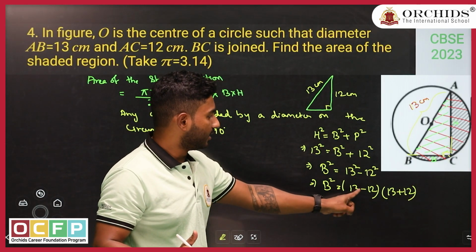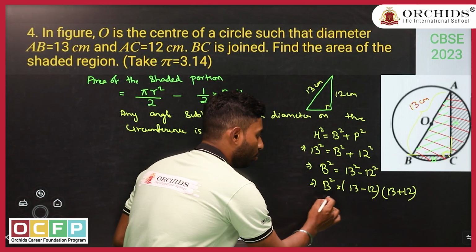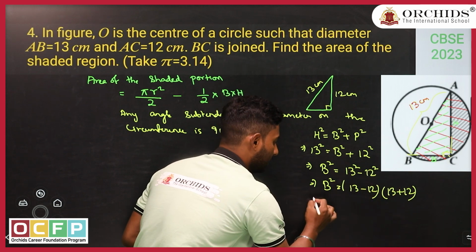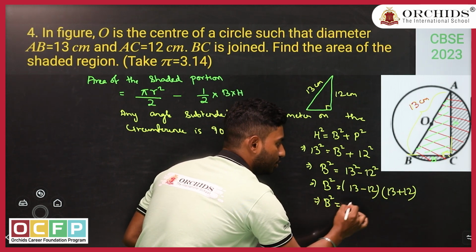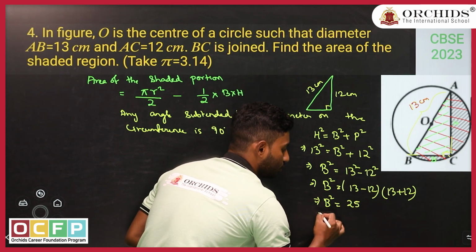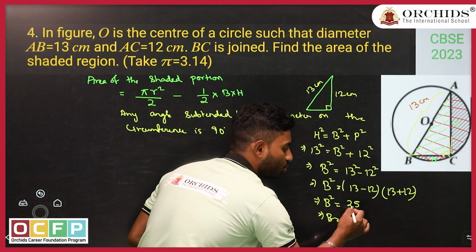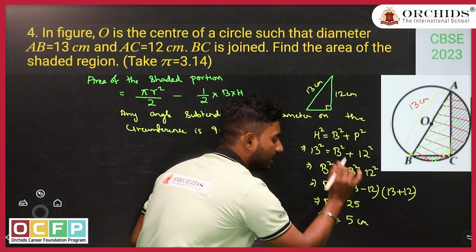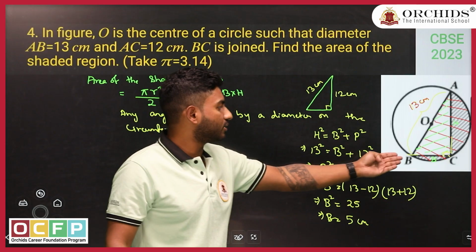Clear? 13 minus 12, 1. 1 into anything is that number. So, b square will be equal to 25. So, what will be b? B will be square root of 25, that is 5 centimeter. So, you got this value of b.